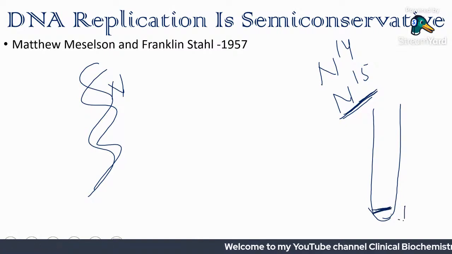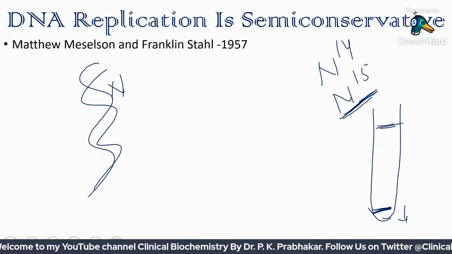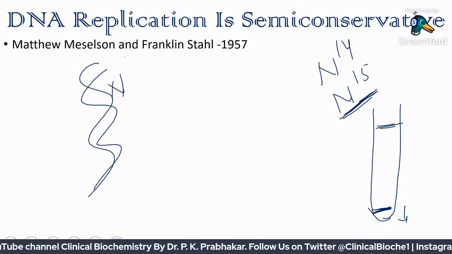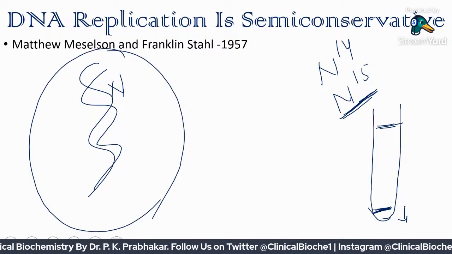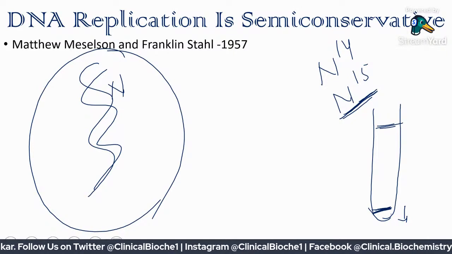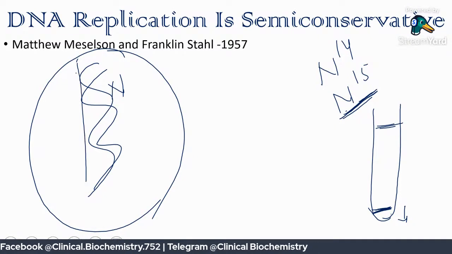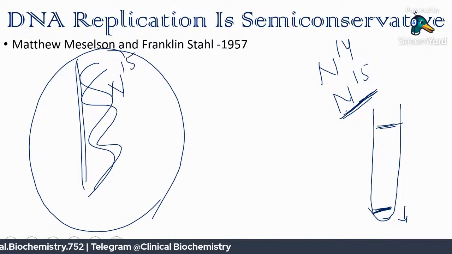Heavier things will be in the lower side and lighter things will be on the upper side during the centrifugation process. Okay. This is a bacteria which was normally grown in a culture which contains only one kind of medium, that is N15. So all the nitrogen of this bacteria is of N15 type.